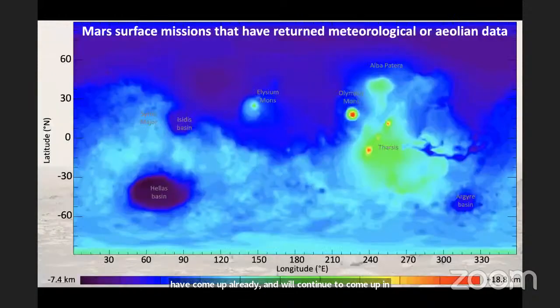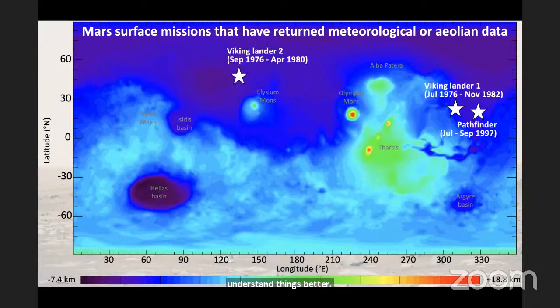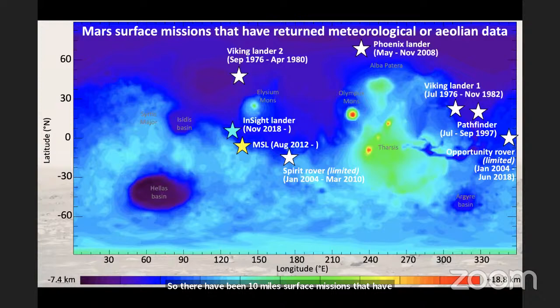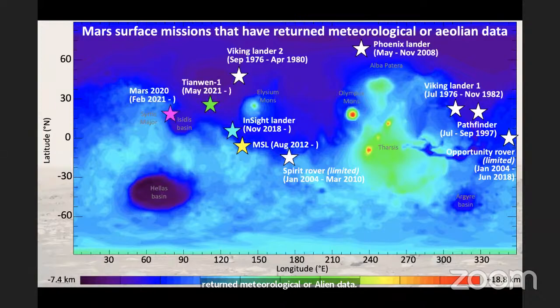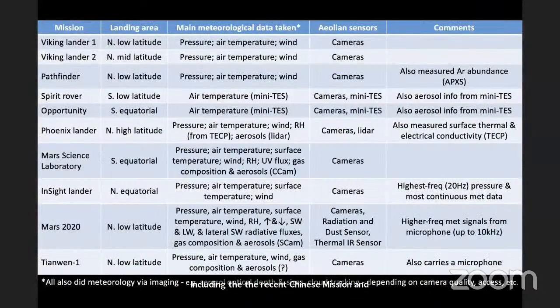So there have been 10 Mars surface missions that have returned meteorological or aeolian data, including the recent Chinese mission. And so this is a summary of all of the main meteorological instruments that I'm aware of on those different landers and rovers.